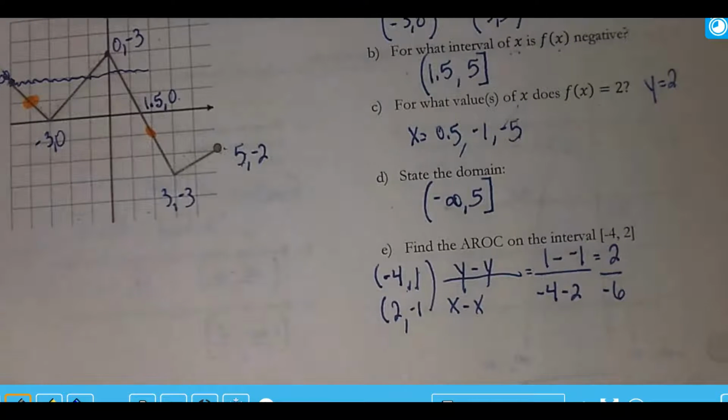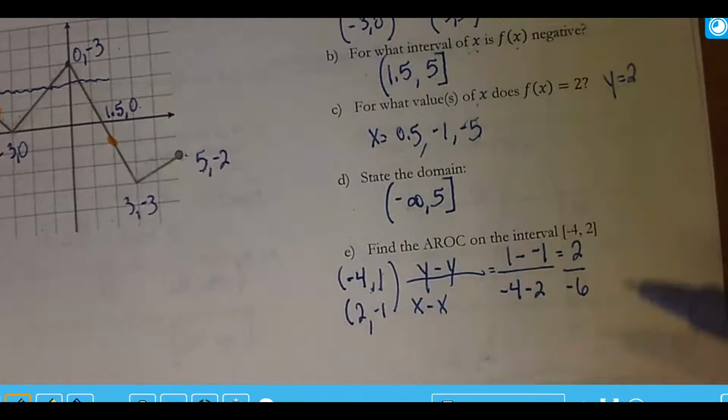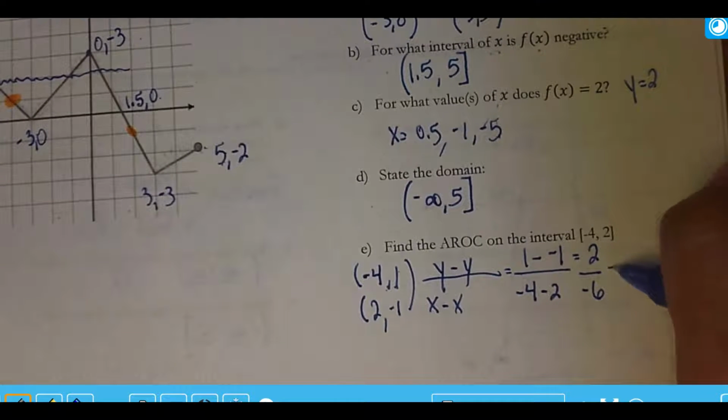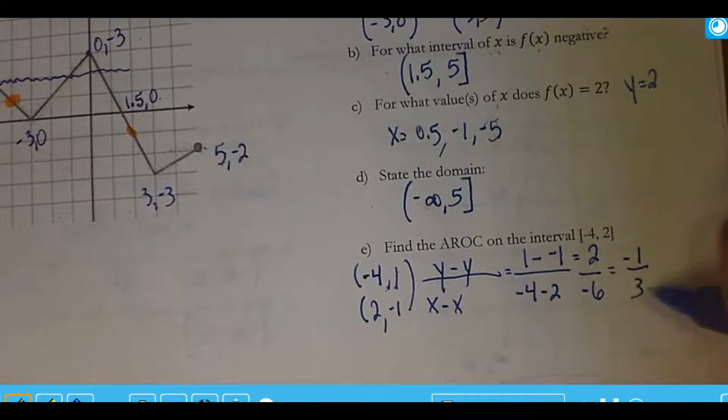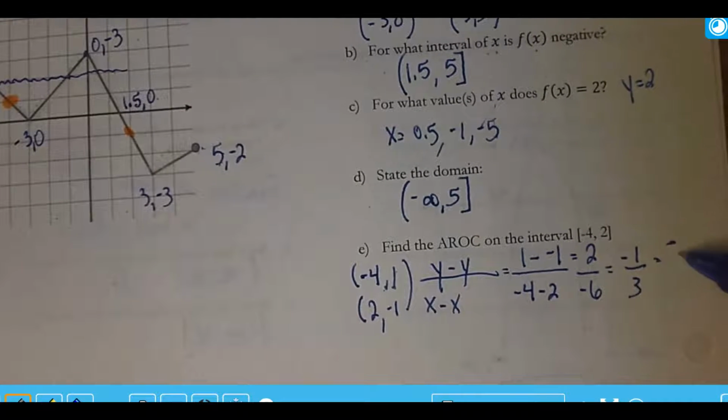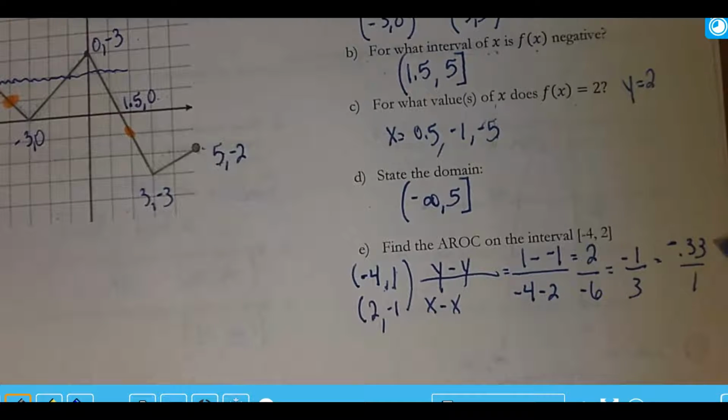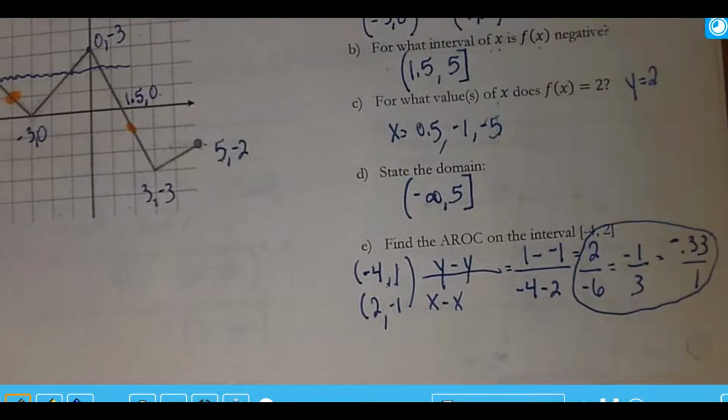So some of you left your answer like this. That's fine. It technically works. Some of you simplified it. And some of you remembered that I like this over 1, so you actually divided it. So all of these are acceptable as far as this showcase of learning went.